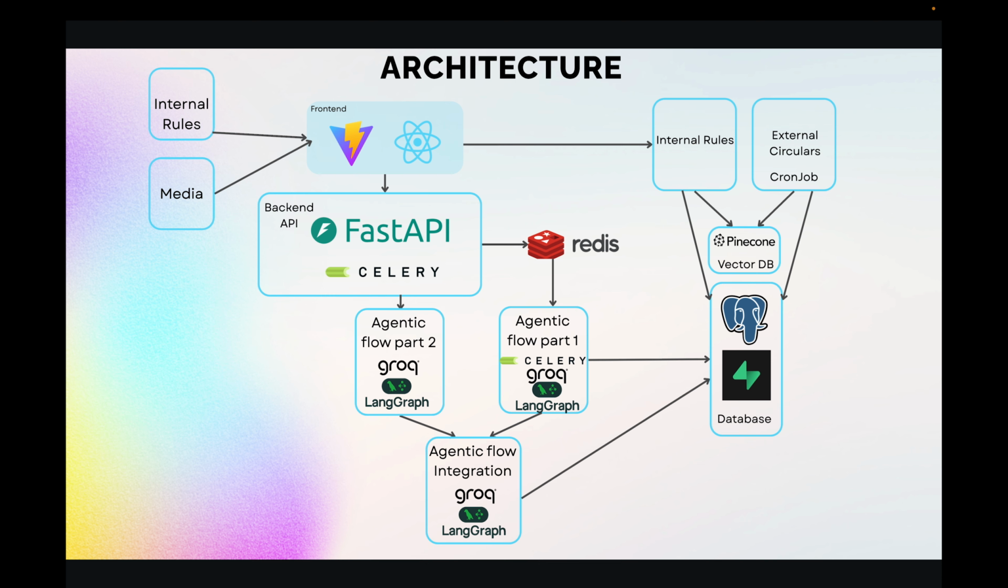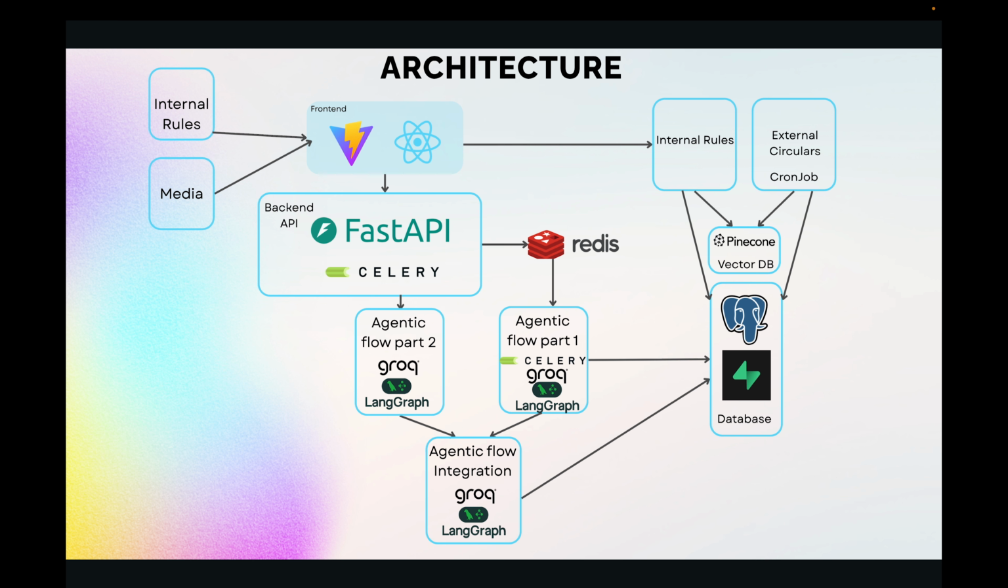Then these internal rules and external circulars will be chunked, embedded, and stored into our vector DB as well as our Postgres DB. This vector DB will later be retrieved for our agentic flow. We have a transaction simulator that will constantly post to our server, and our server will then queue this transaction on Redis. Then our Celery worker will get this transaction and process it through the agentic flow part 1. Thereafter, it will update the DB with its compliance checks and reports.